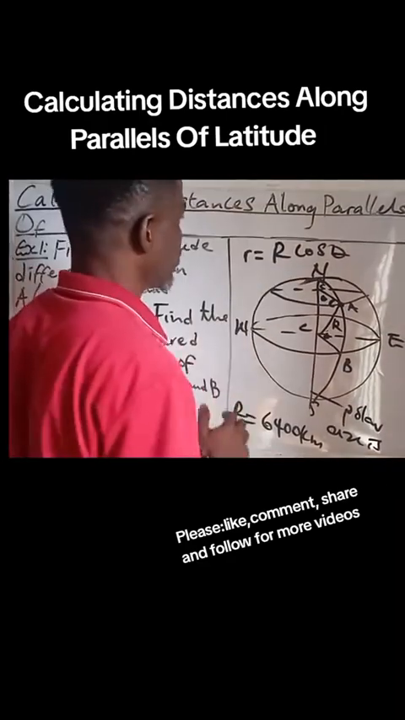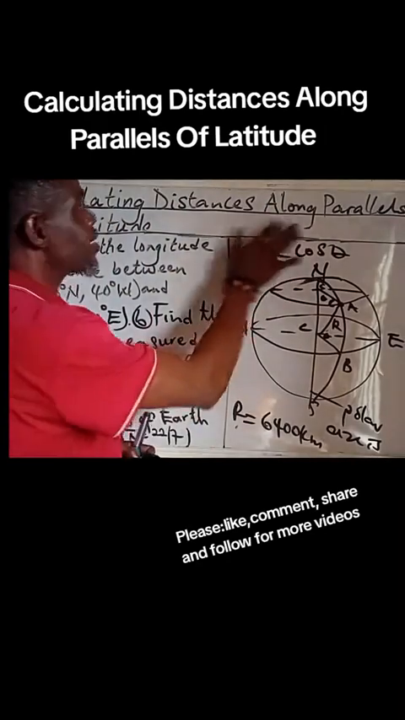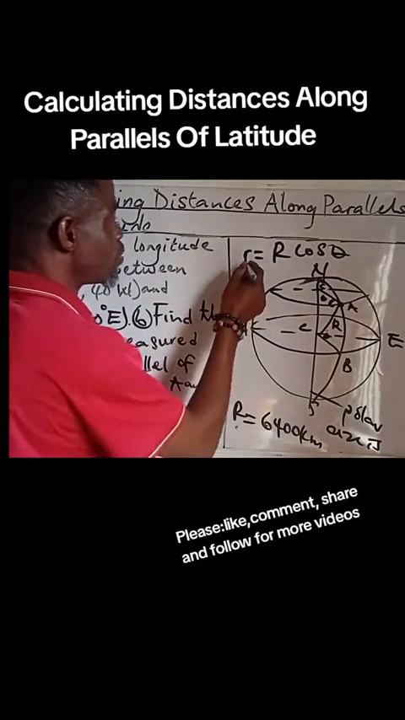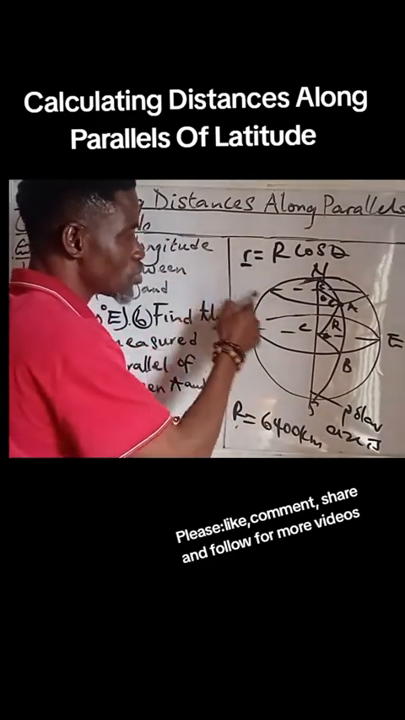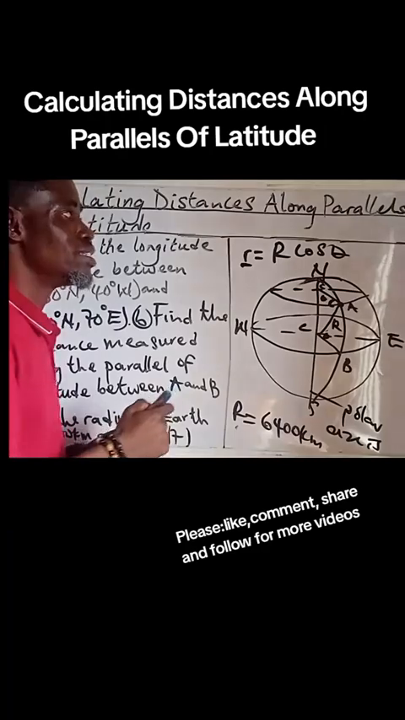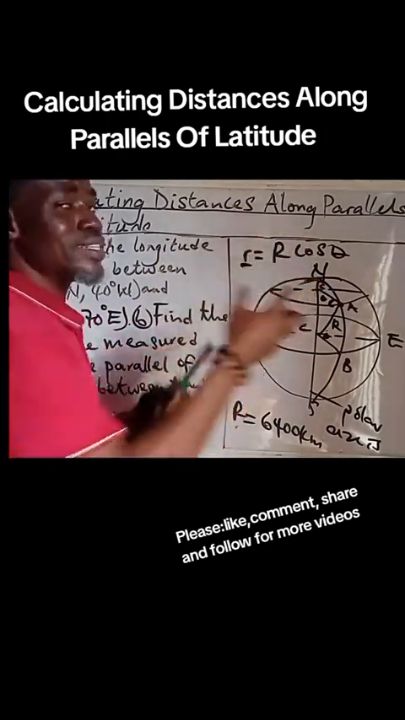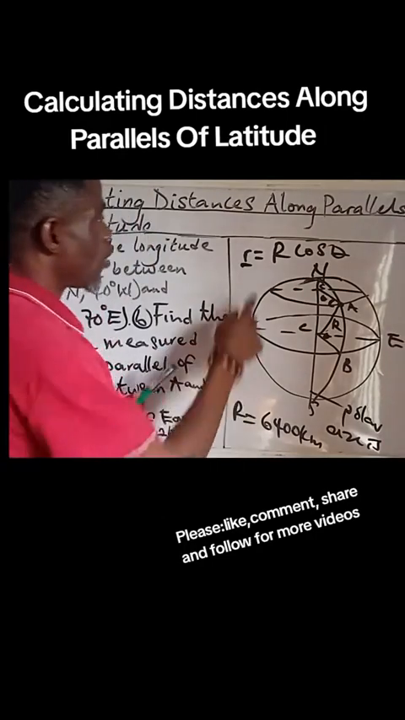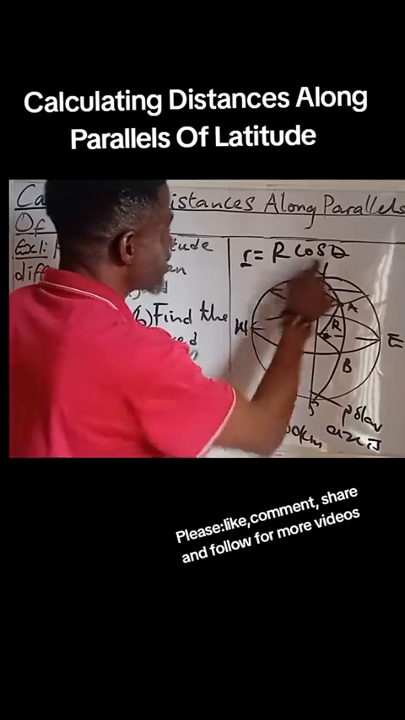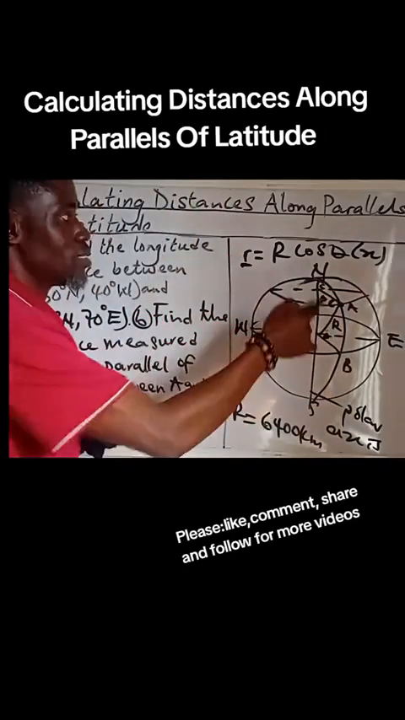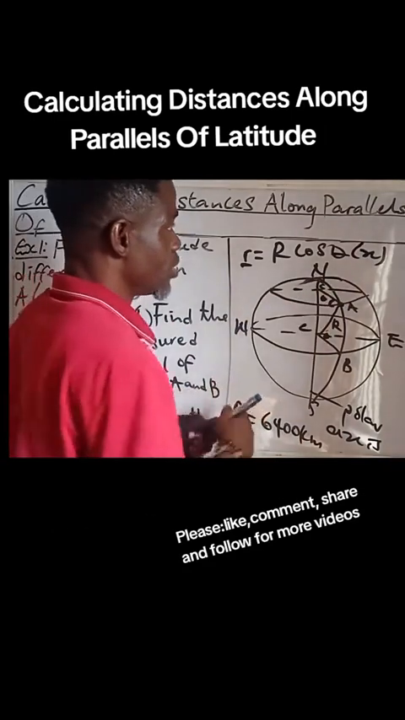That is small r. So what am I trying to say? Anytime you have to calculate the distance along the parallel of latitude, you make use of this small r, which is the radius of the parallel of latitude, which is this. But if it is the distance along the great circle, we make use of this capital R. We know this one already. And this theta or x means latitude.